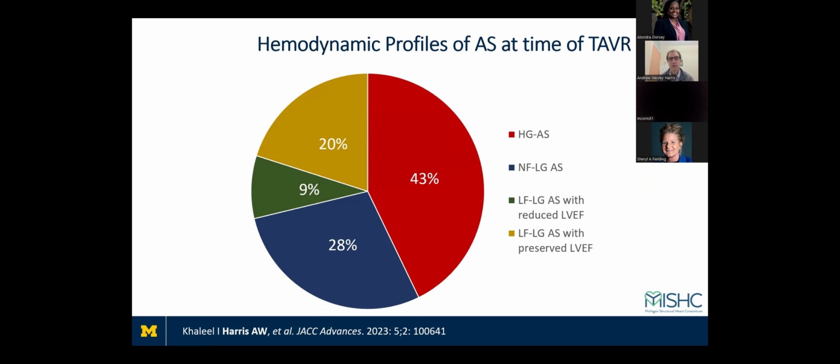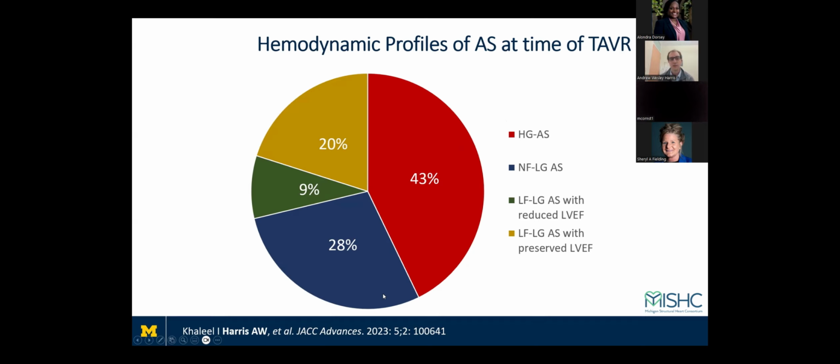This was a study that we did here at the University of Michigan a couple of years ago that looked at patients that underwent TAVR over an 8-year period of time here at the University of Michigan. And we characterized their hemodynamic profiles according to the classification that I just shared with you. These patients here in red, which are the largest segment of the pie, are those patients that had high gradient aortic stenosis. And although it's the largest group, you'll see that it actually is less than 50% of this entire population of patients treated with TAVR.